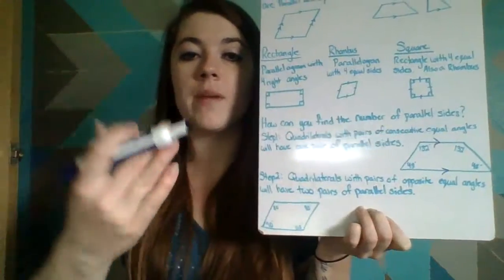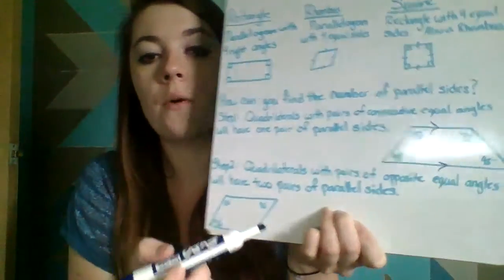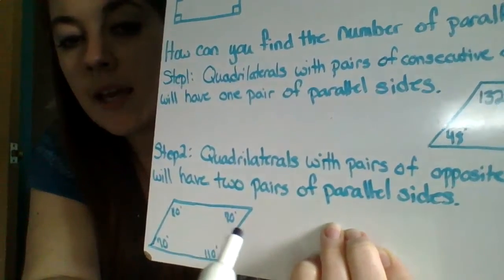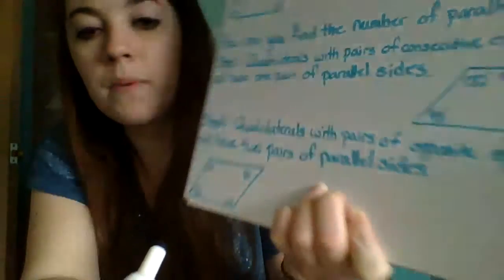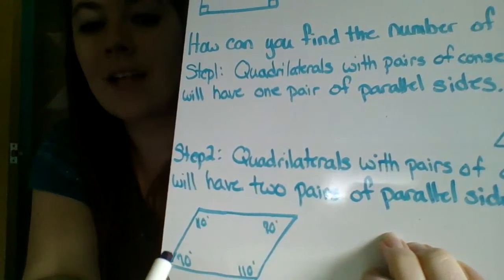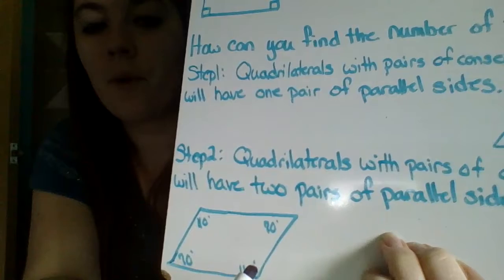So opposite just means they're on opposite sides. They're in opposite corners. So if we look down here, we have 80 and 80. That's supposed to be an 80. Or no, it's a 70. Sorry, I can't read my own handwriting. 70 and 70 and 110 and 110.